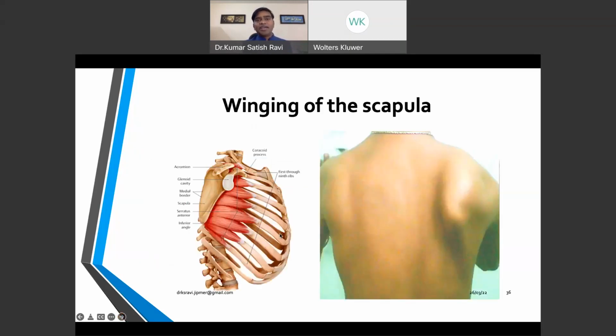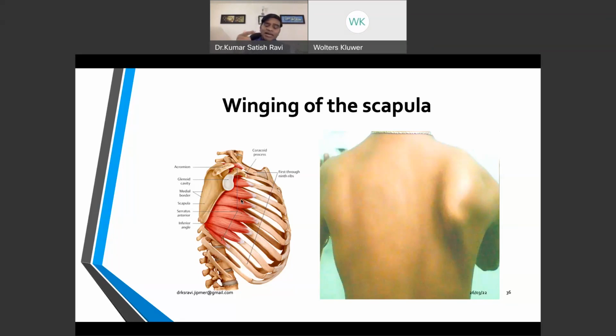Then coming to the winging of the scapula. You know, the serratus anterior, when you see this muscle over here, it is supplied by the long thoracic nerve, or we say the nerve of Bell, or the nerve to serratus anterior. So when there is an injury to this long thoracic nerve, or the nerve of Bell, this condition will be there, that is called the winging of the scapula. This results from blows on the posterior triangle of the neck. Whenever there is an injury to this nerve, it will lead to the winging of the scapula.